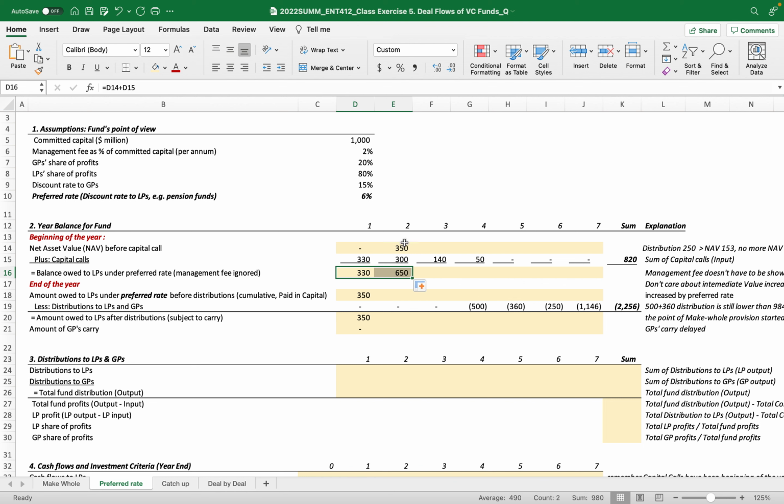We start from there. 300 added, so the sum of these two now is 600. Now it is also increased by the interest, the preferred rate, 6%, right? Then we have 689, because there's no distribution yet. The make whole provision has not started. Next, the same way, we collect. One more time, this 829 will be increased by 6%, right? Then let me just drag here.